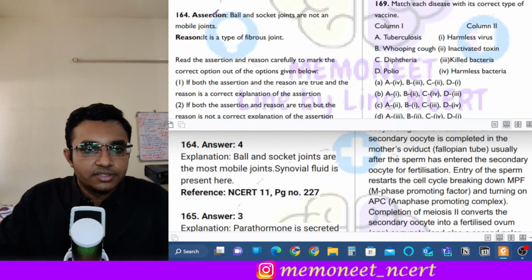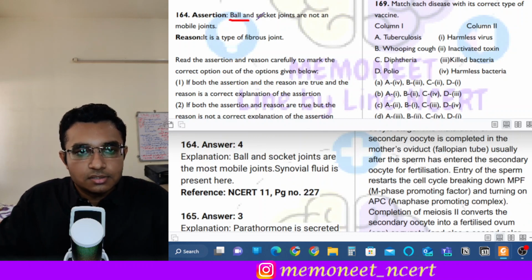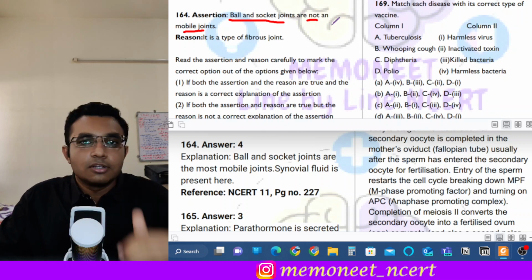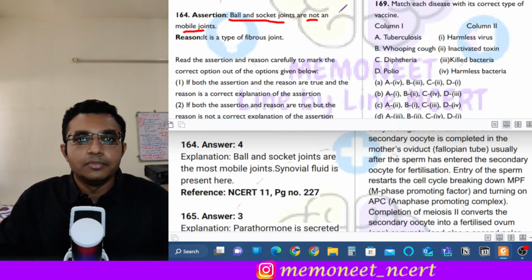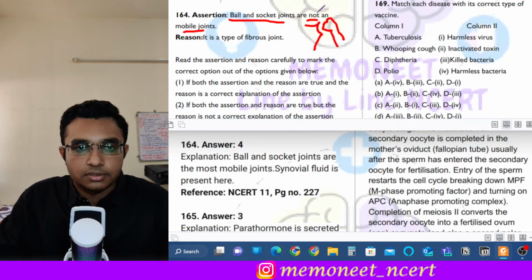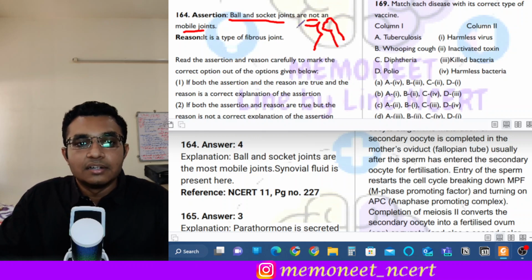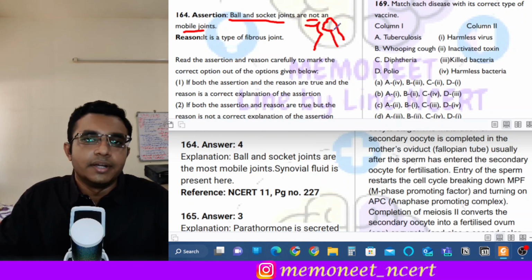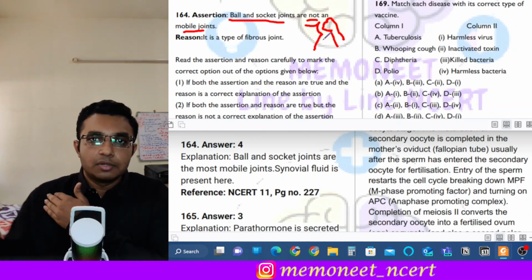The next question, question 164. It is an assertion reason question. Assertion: ball and socket joints are not mobile joints. Is this correct? No, because an example of a ball and socket joint is the shoulder joint, where there is the glenoid cavity of the scapula and the head of the humerus which articulates into it. This is a type of ball and socket joint. Now in this type, is it immobile? No, it is a totally mobile joint. As you can see, you can move your shoulder, right?